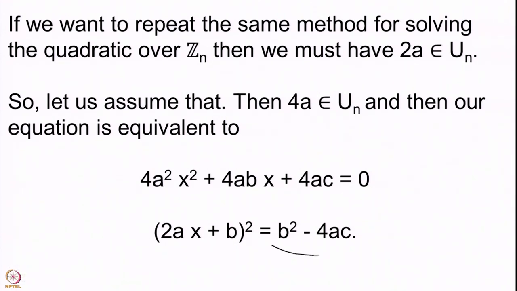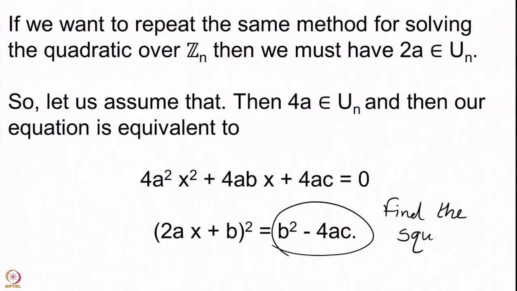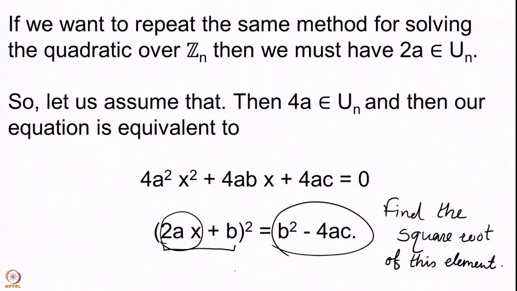to the equation that we have found here, and therefore, what we then have to do is to find the square root of this element. Because once you find the square root, you would have found values for this. You can subtract b to get the value for 2ax, but 2a is invertible, that is something that we have already assumed. So, once you have the value for 2ax, you can compute the value of x. This is precisely what we have done in the quadratic formula.